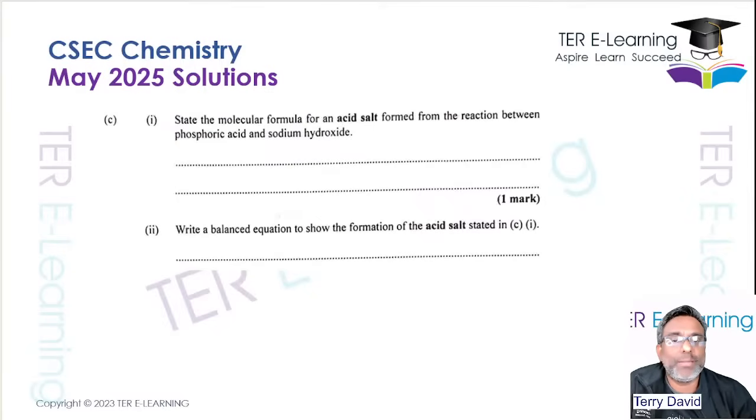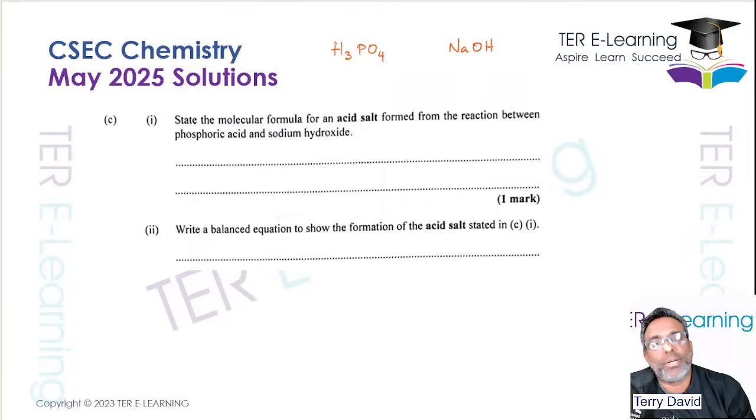All right, they said state the molecular formula for an acid salt formed from the reaction between phosphoric acid and sodium hydroxide. So again, it is H3PO4, and you're reacting this with sodium hydroxide. Now remember, if you want to form an acid salt, you need to replace some of the H, not all of the H, but some of the H.